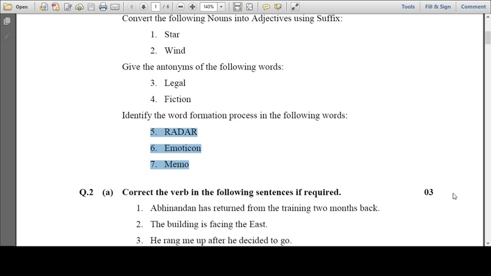It will be from compounding, clipping, blending, and acronym. There are four options. So you all are saying clipping. For emoticon, the answer is, I'm giving you the answer now. Nobody is right. Ankit Roy, Mehak Ajuria, the answer is blending. Now next one is memo. What will be the answer for memo?